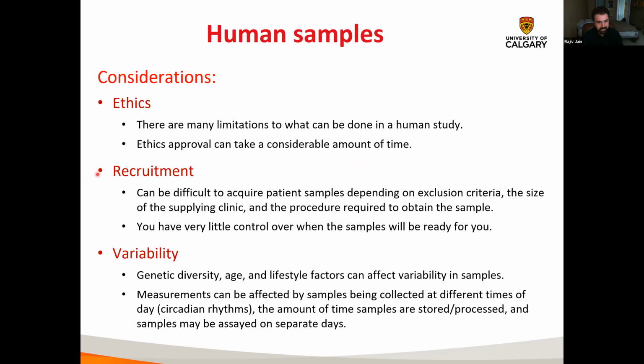You should also consider factors like recruitment. For example, if you have very specific exclusion criteria, say you were trying to study something like progressive MS, which is relatively more rare, then you might have trouble acquiring patients for your study unless you have a very large clinic supplying you. Also consider the sample that you're trying to obtain, because some samples, like peripheral blood, are relatively easy to get, whereas other samples might be more invasive.